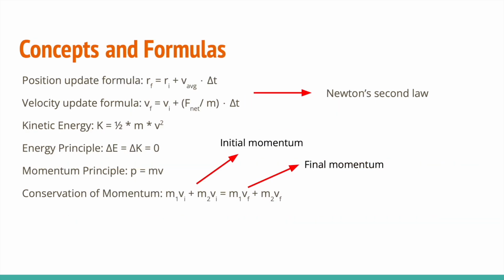I used the position and velocity update formulas, which are derived from Newton's second law. I also used the kinetic energy formula and the energy principle, that the change of energy in a system is equal to the change in energy of all the components of energy, which in this case is just kinetic energy, which is equal to 0. The momentum principle, that momentum equals mass times velocity, and the conservation of momentum, that the sum of the initial momentums of each mass equals the sum of the final momentums of the same masses after a collision.